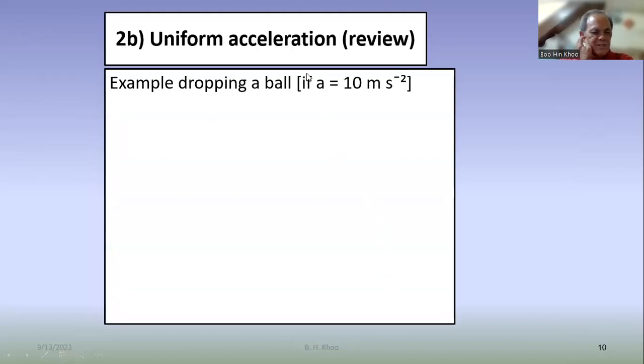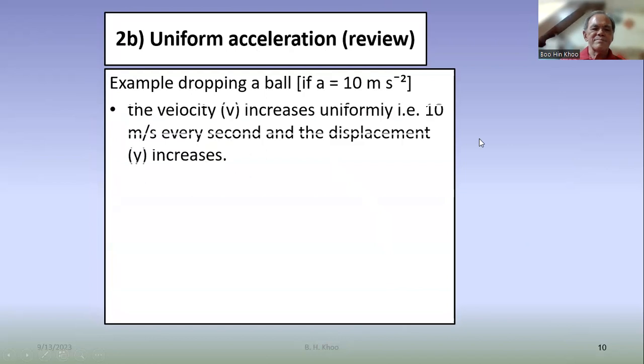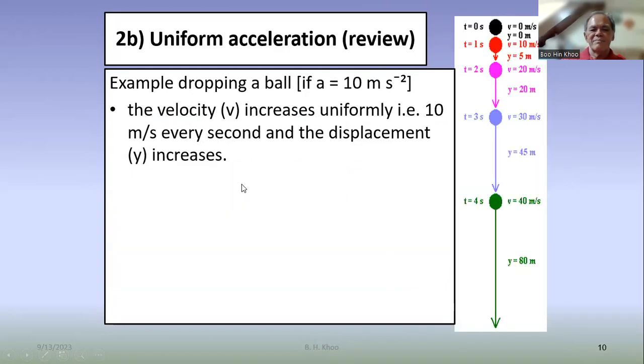Uniform acceleration, for example dropping a ball. We can round g off to 10 meters per second squared. The velocity v increases if you drop a ball. Velocity increases uniformly, by 10 meters per second every second. That's what it means. Every 1 second, it increases by 10 meters per second, and the displacement also increases.